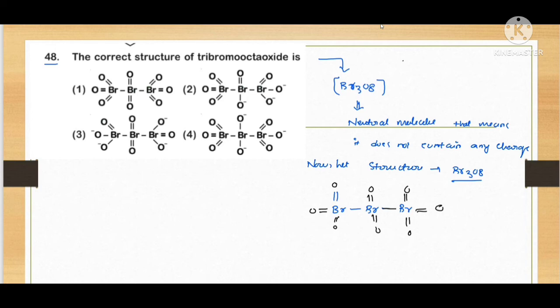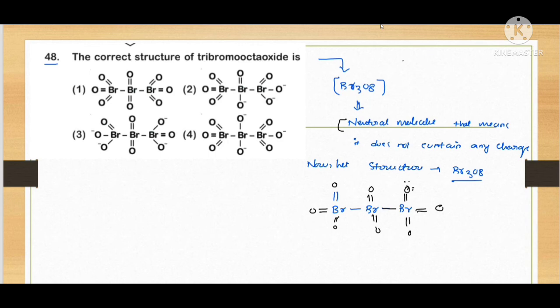Bromine has 7 electrons. Here oxygen belongs to group 16. It has 6 electrons, containing 2 lone pairs of electrons. 1, 2, 3, 4. Here 2 electrons are involved in bonding. That's why 5, 6. Okay, oxygen also satisfies its valency.